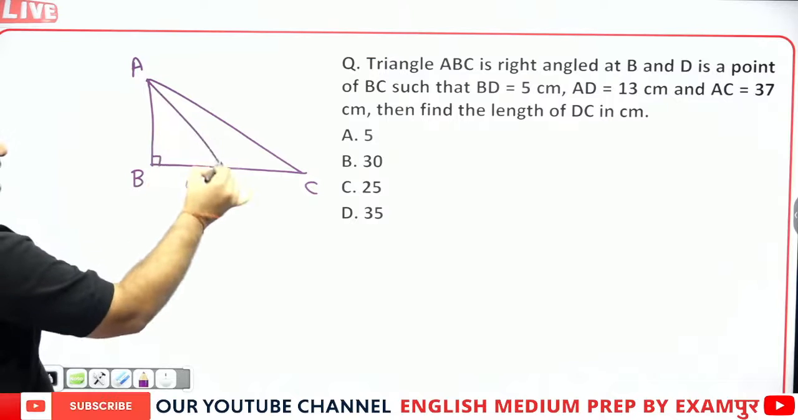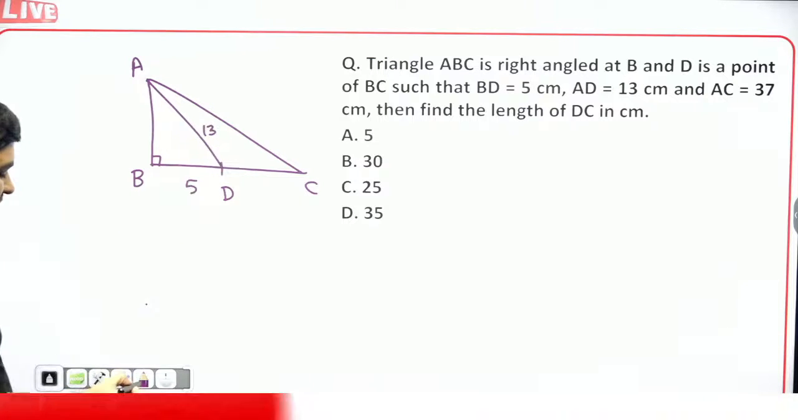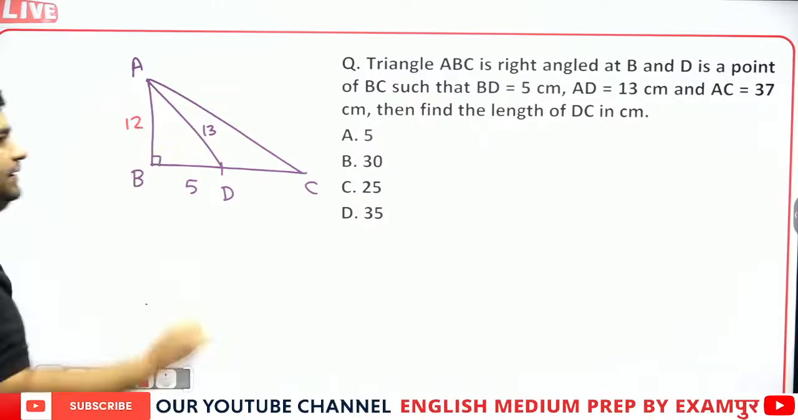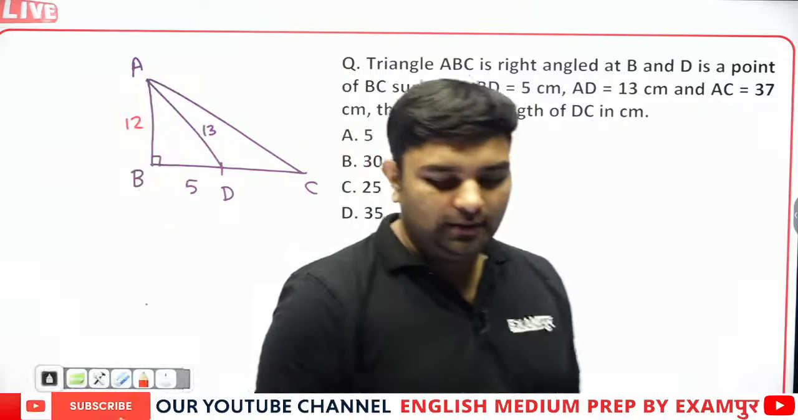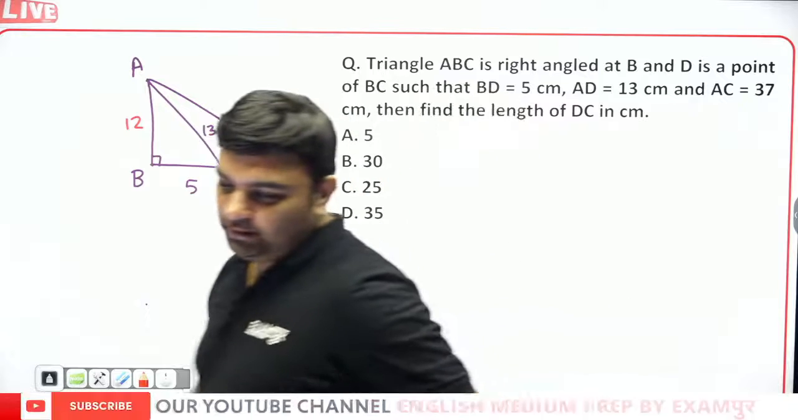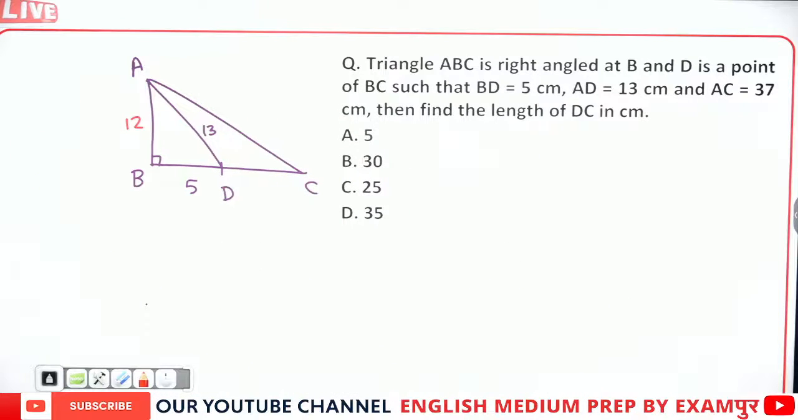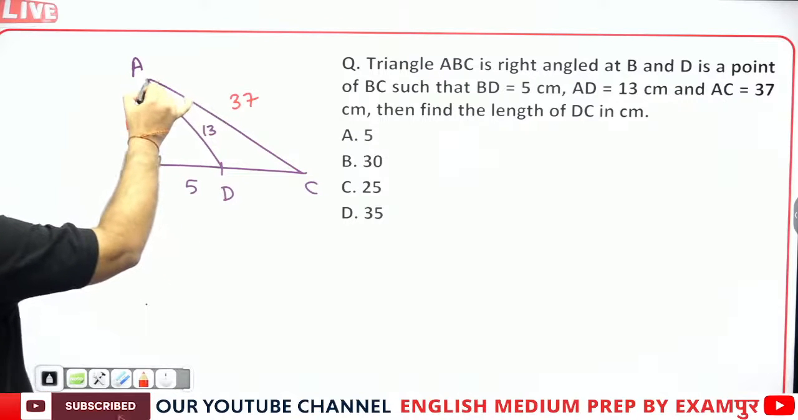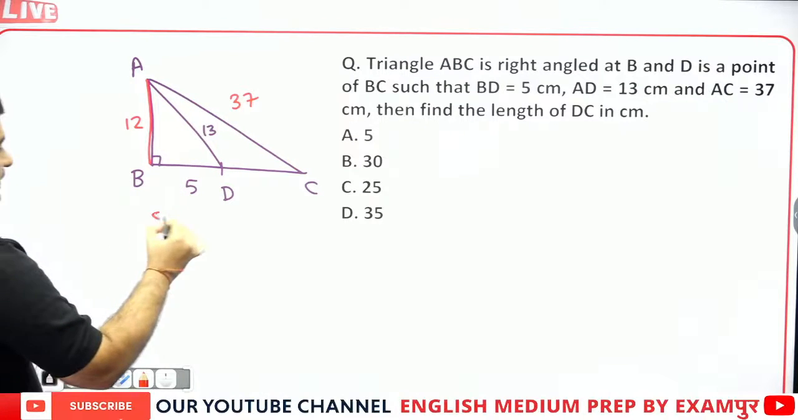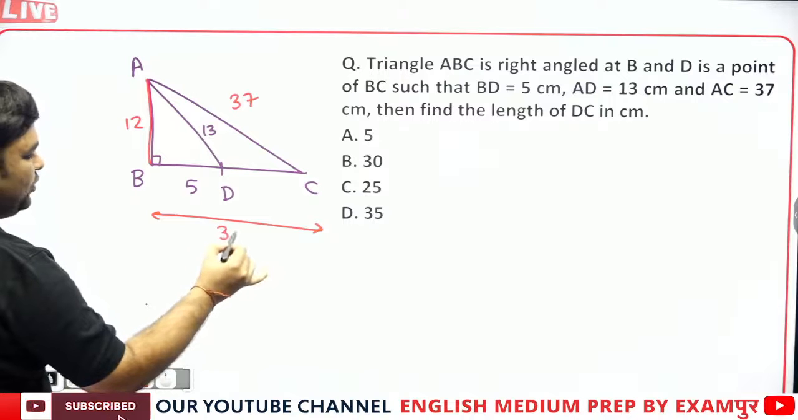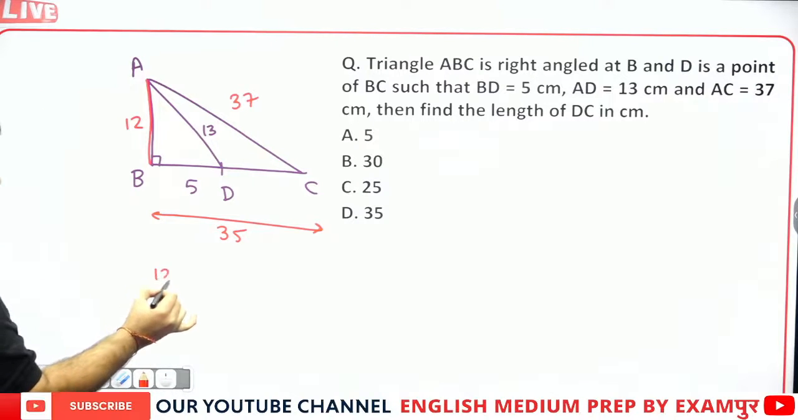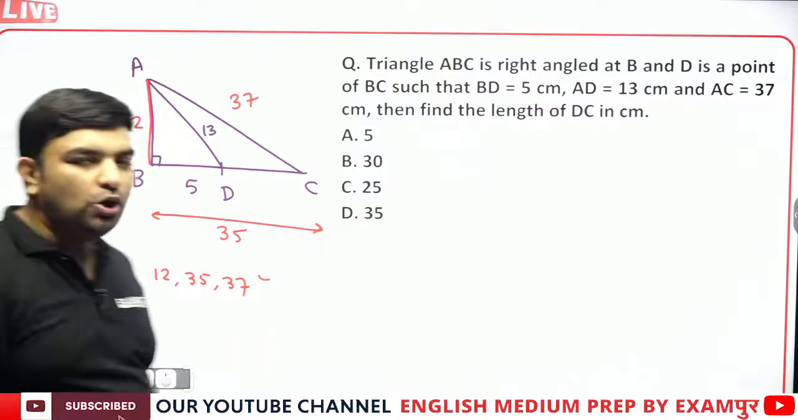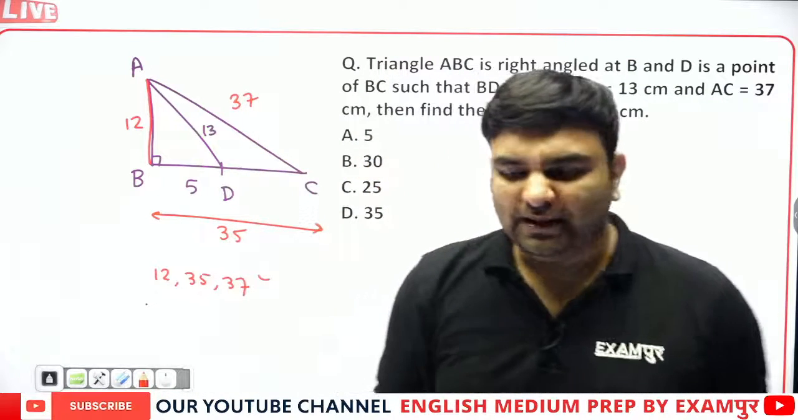Can you feel a triplet over here? It's a triplet of 5, 12, 13. So with 5 and 13, the third side is 12. AC is 37. Can you feel a triplet with 12 and 37? Yes, that is 35. 12, 35, 37 is also a triplet. If you don't know this as well, then you can apply the Pythagoras.